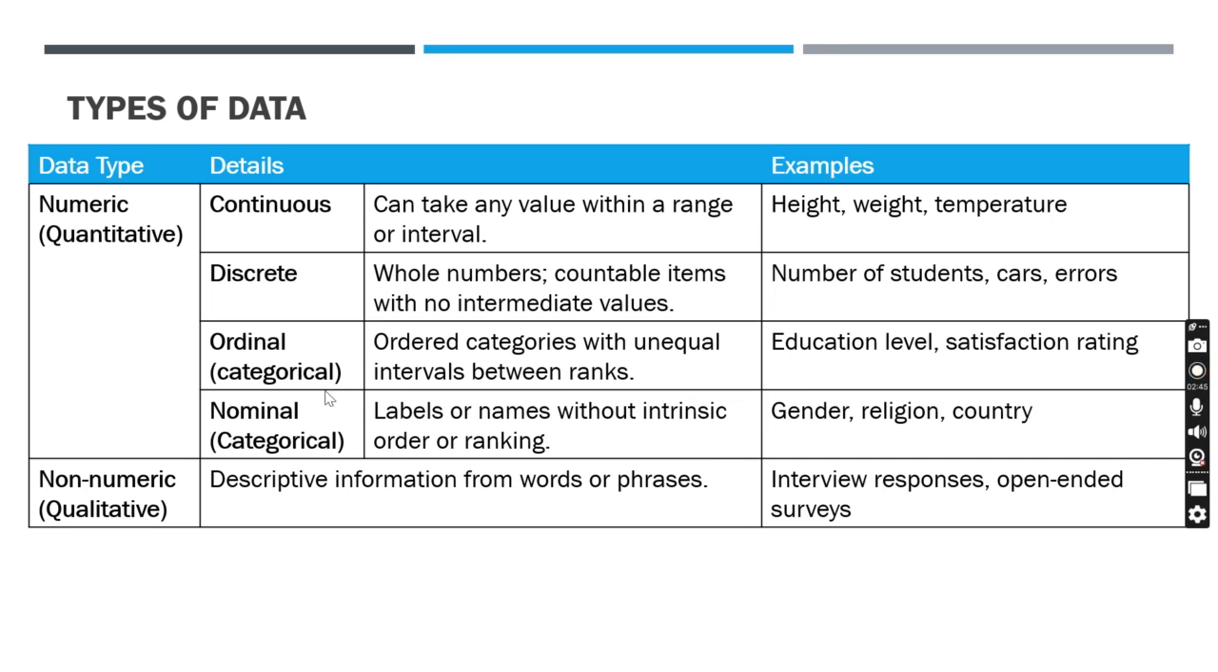And we have nominal data. Nominal data means names. If you say gender, male or female, there is no order here. When you talk about religion and country, there is no order here. Are they Muslim or Christian? We cannot put them in order of which is top and which is lower. So these are the main types of data.